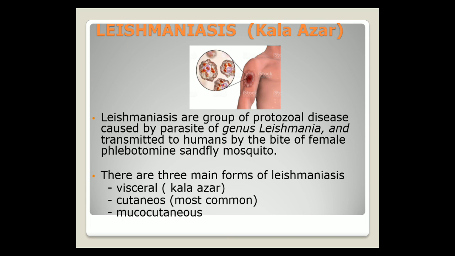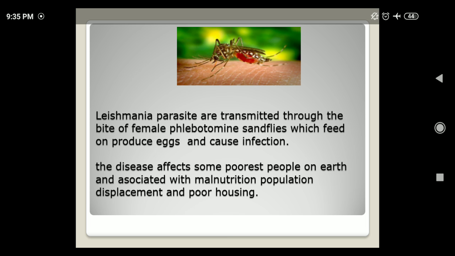Leishmaniasis. Leishmaniasis is also known as Kala Azar. Leishmaniasis is a group of protozoal diseases caused by parasites of the genus Leishmania and transmitted to humans by the bite of the female phlebotomine sandfly. There are three main forms of leishmaniasis: visceral, cutaneous, and mucocutaneous. Visceral leishmaniasis is also known as Kala Azar, and cutaneous is the most common type of infection.